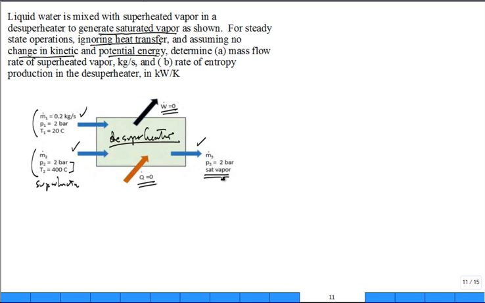It was desuperheated by adding, guess what this is? 2 bar, 20 degrees C. Can you tell me what state water is at? 2 bar, 20 degrees C. Subcooled liquid. So you're basically desuperheating it. Does that make sense now? You're spraying in just enough subcooled liquid water to take that superheated steam and turn it into saturated vapor.